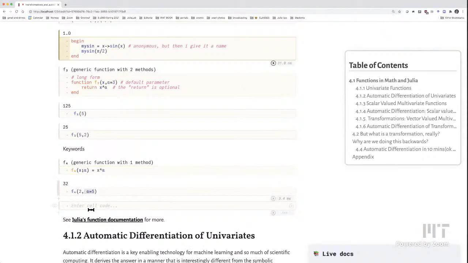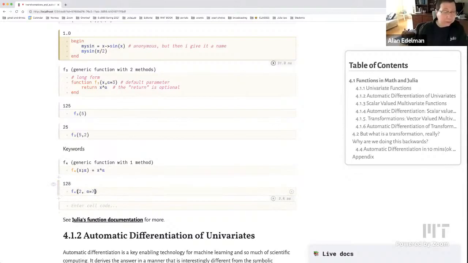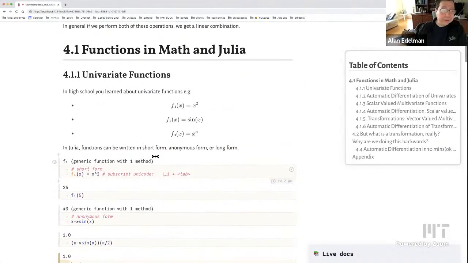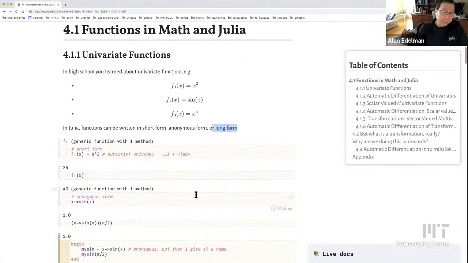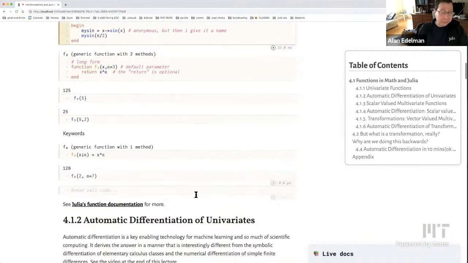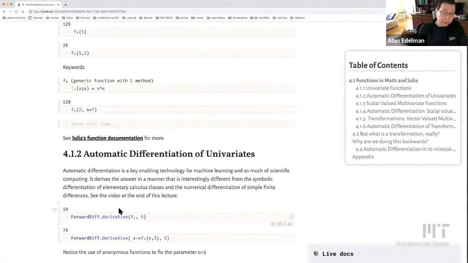Okay, and so when you call it, you go alpha equals whatever you want it to be, and it runs. Okay, so 3 different ways to write down functions, maybe not that exciting, but they come in handy: the short form, the anonymous form, or the long form. Each one has its uses, each one has its places. When you write Julia for a while, you start to know which ones to pick. Meanwhile, it probably doesn't really matter. You get to pick your choice. You could see Julia's function documentation for more. Okay, but let me get into the more interesting thing, which is automatic differentiation.